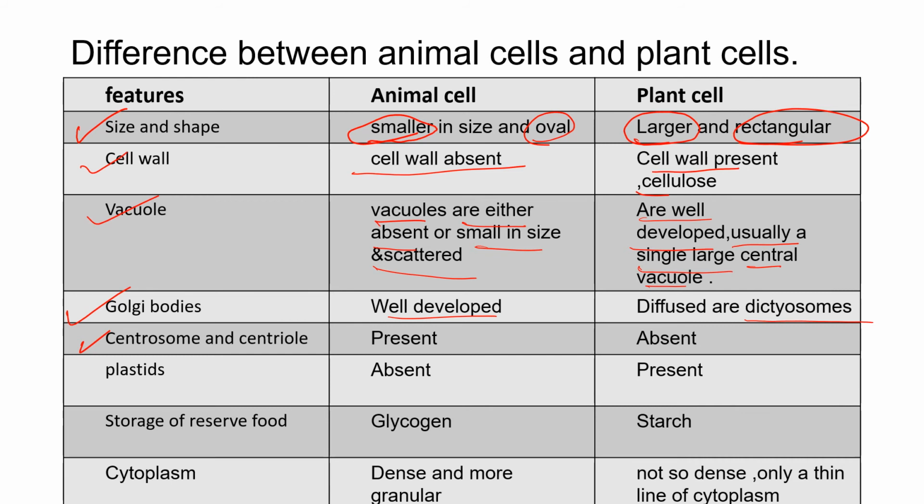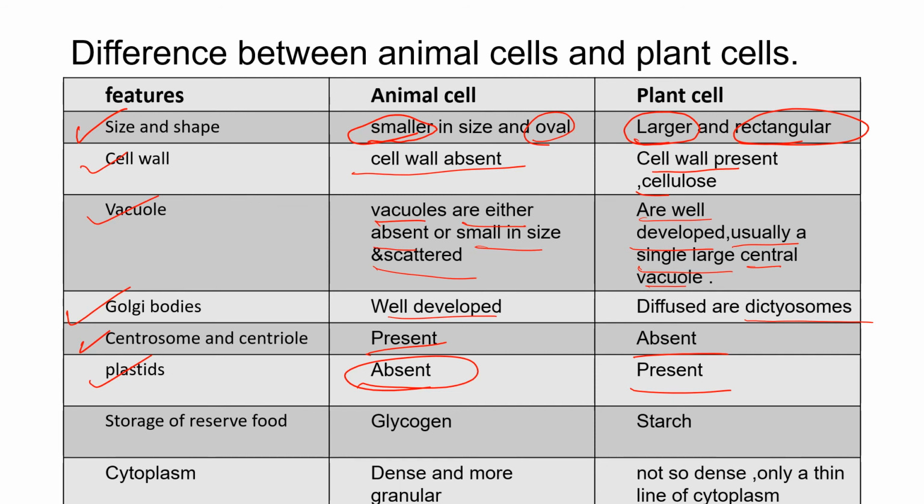So this is actually very easy. This present and absent thing is very easy for you to remember. So the centrosome and centriole are present in the animal cell and they are absent in the plant cell. Next comes the plastids. Plastids are absent in the animal cell but they are present in the plant cell.